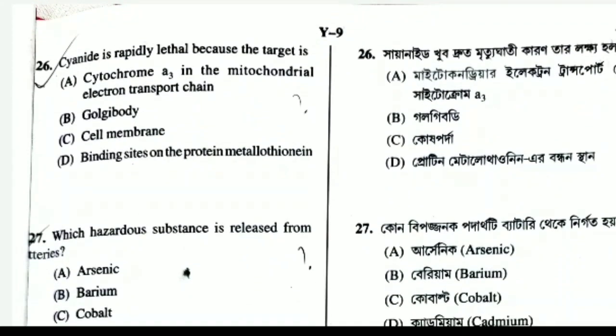Next, question number 26. Cyanide is rapidly lethal because the target is what? Cyanide is a very, very lethal, toxic chemical. What it does is, the answer will be option A: cytochrome A3 in the mitochondrial electron transport chain. It targets that, and as a result, our whole cellular system is disrupted and it causes death. Let's move to the next question. That means the mitochondria, the powerhouse, is affected by the cyanide. As a result, we are dealing with a lethal dosage, that means death.